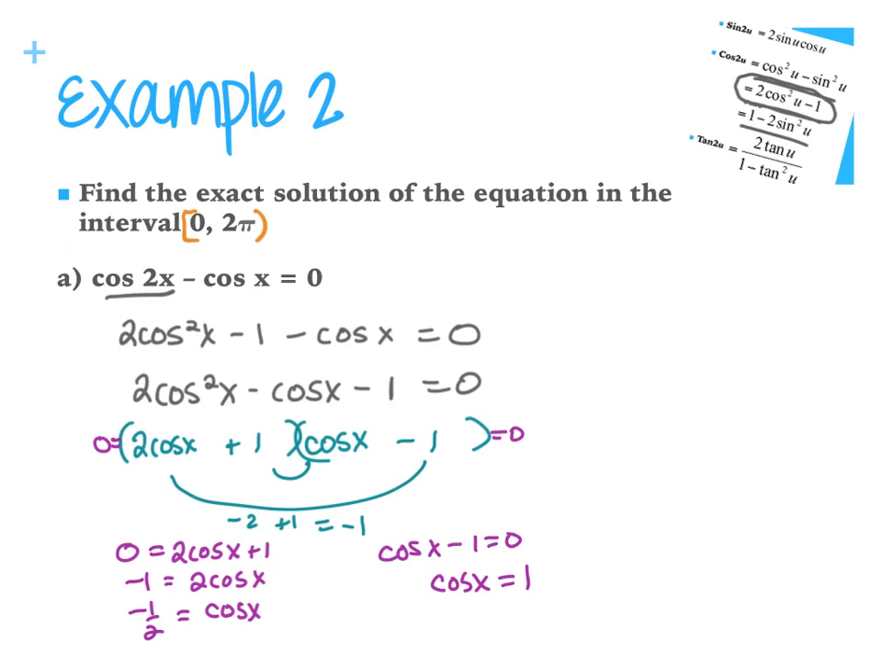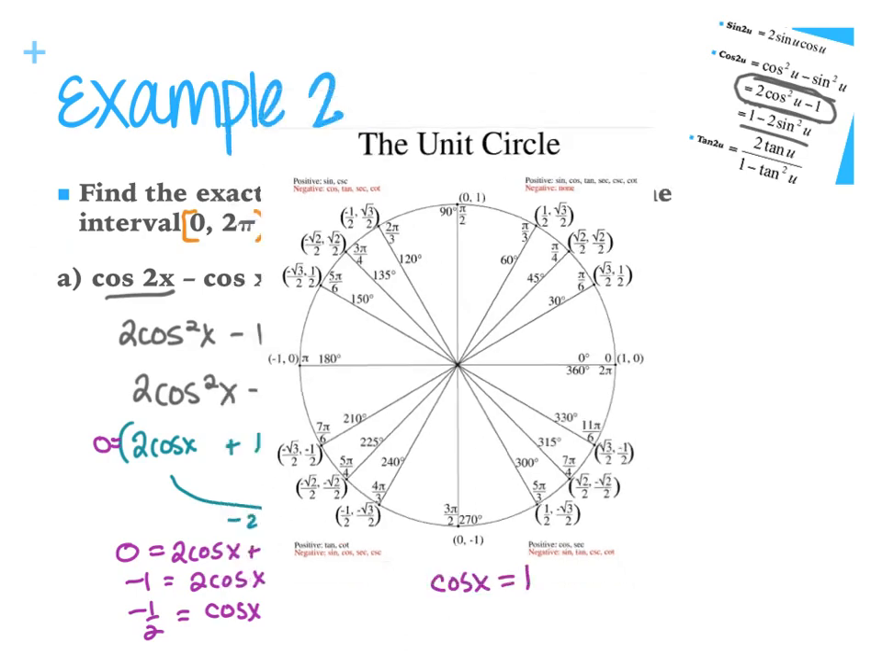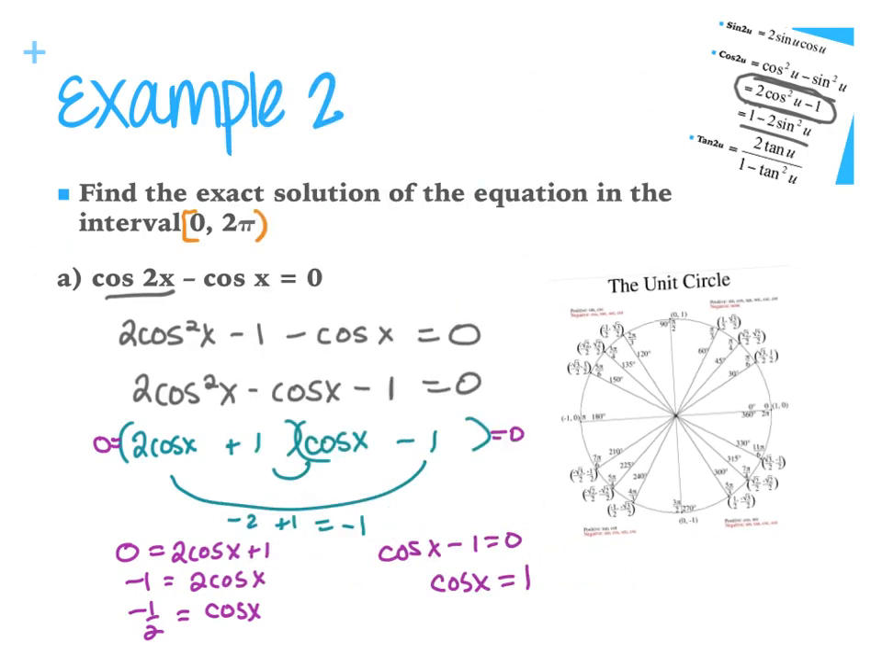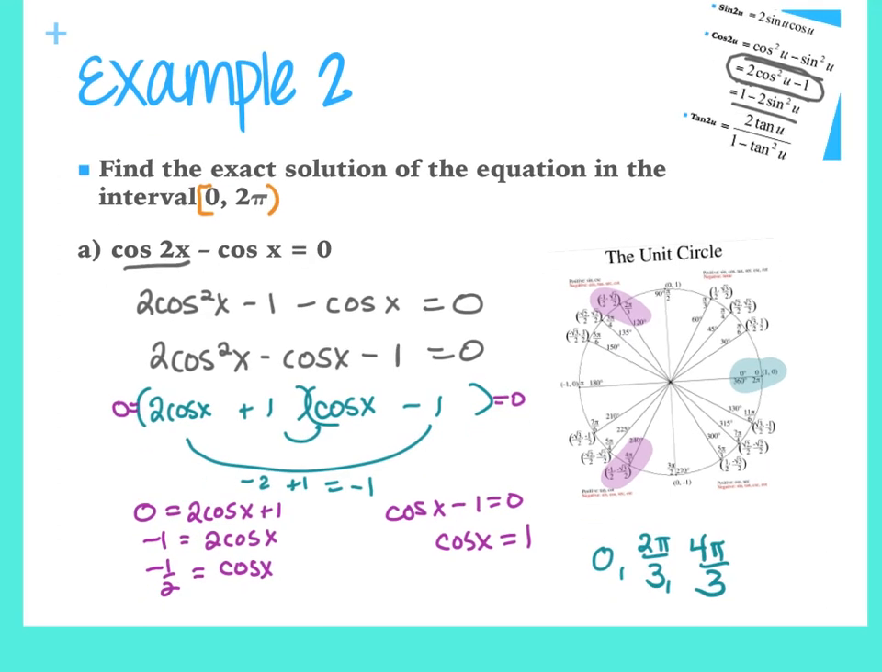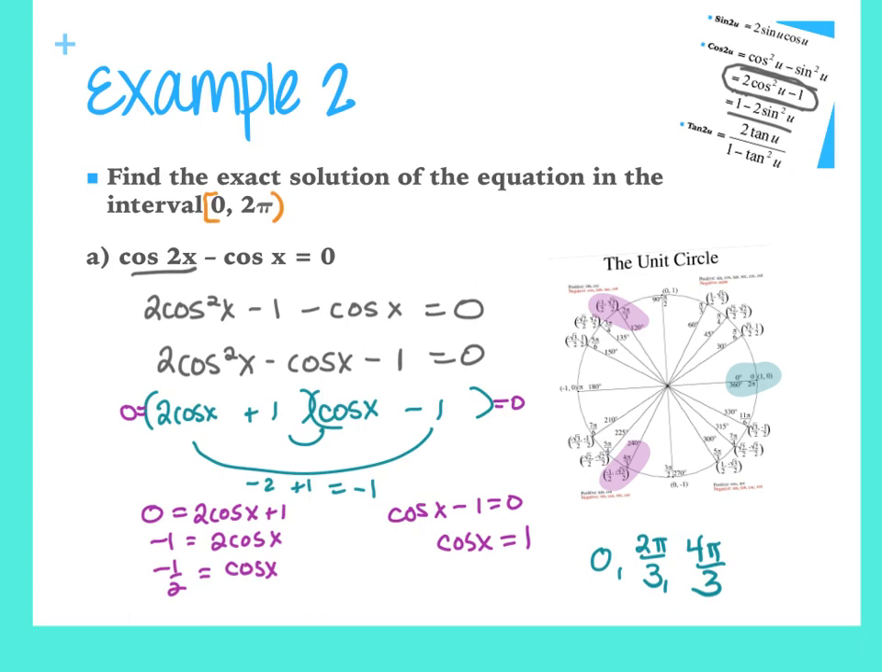To find the angles in which cosine is negative 1/2, which is happening here and here, and also positive 1, which is happening here. So my answers would be 0, 2 pi over 3, and 4 pi over 3. Questions on that one? So you're bringing the double angle now into the solving.